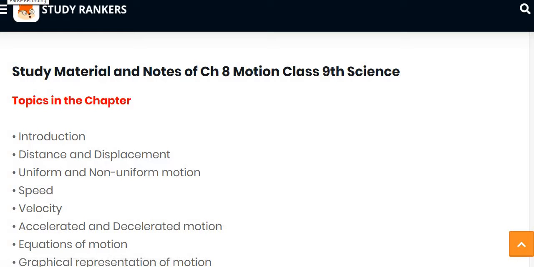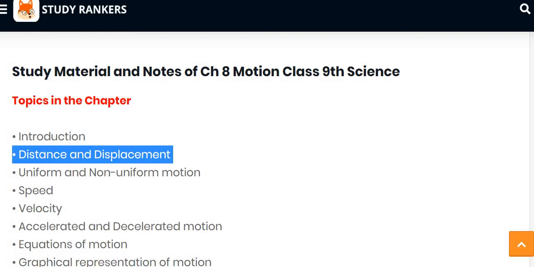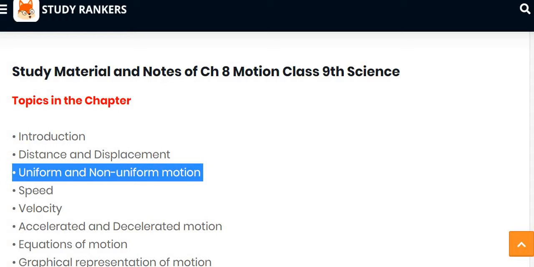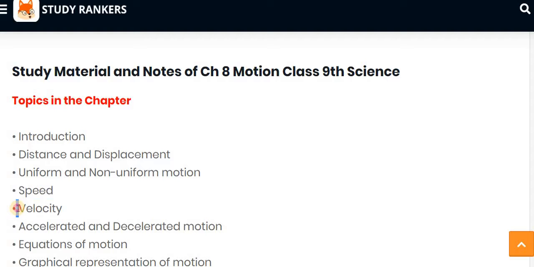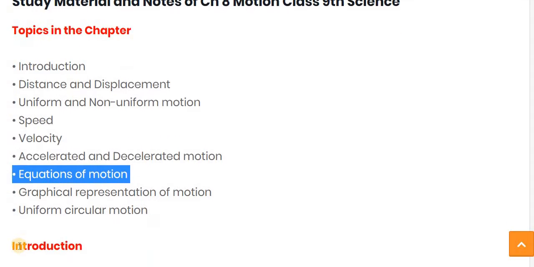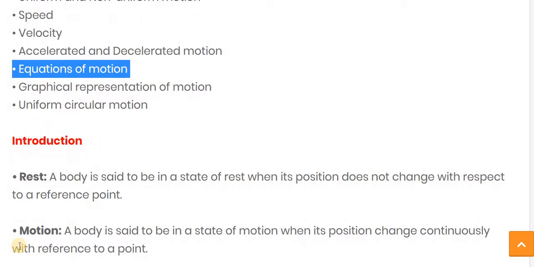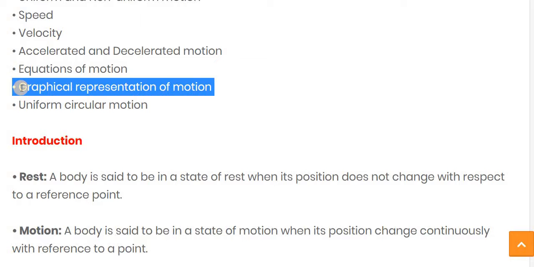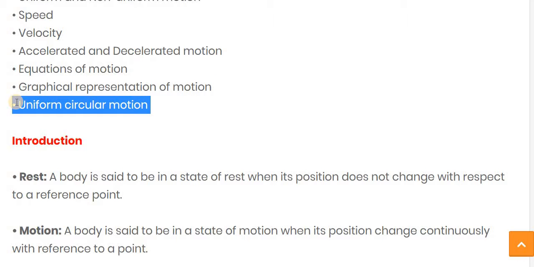In the previous video we have seen the different topics of chapter number 8. In that we covered the introduction part, distance and displacement, uniform and non-uniform motion, speed, velocity, accelerated and deaccelerated motion, equation of motion. From the equation of motion, I think it's left. So in this video we will move further from the equation of motion, and then later on we will see about the graphical representation of motion and uniform circular motion.